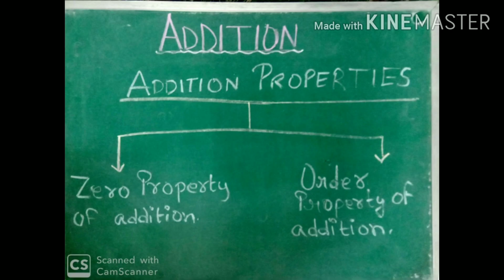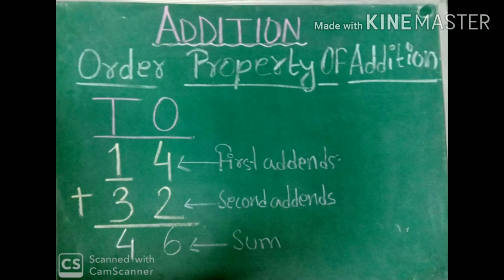Now let us revise the addition properties. There are two addition properties. Addition properties are divided into two parts: the zero property of addition and the order property of addition. Let us start with the order property of addition.